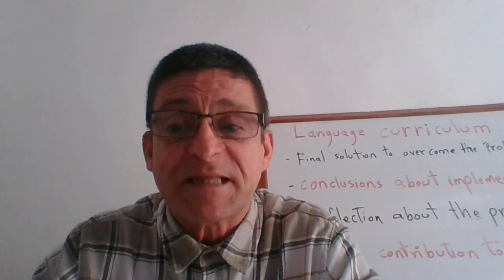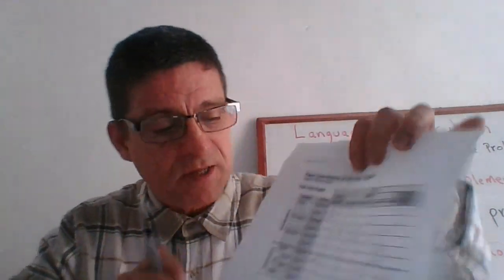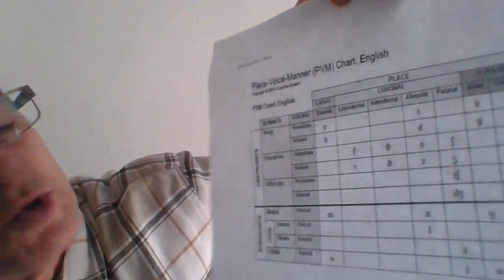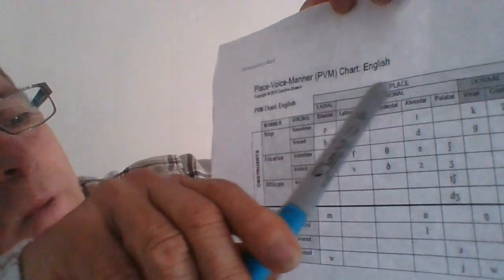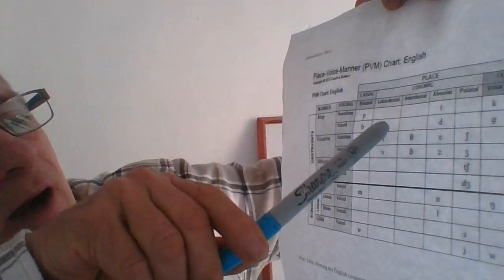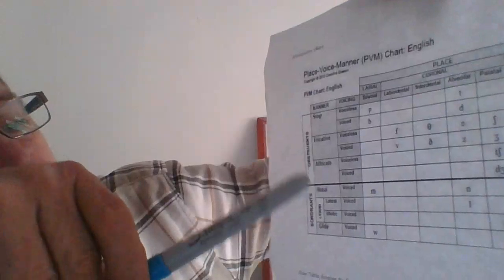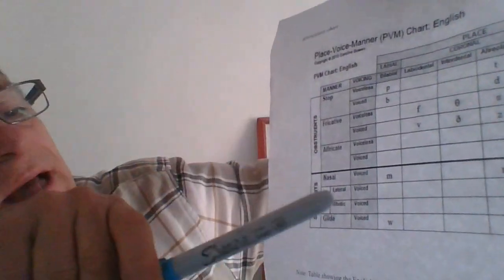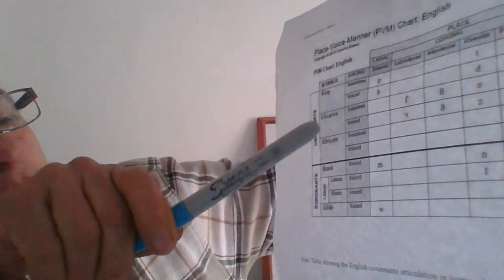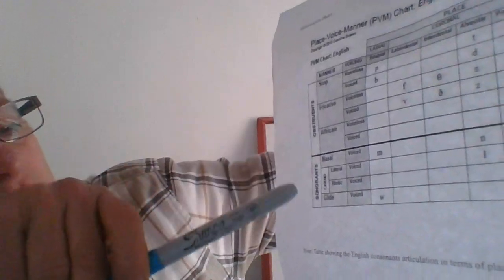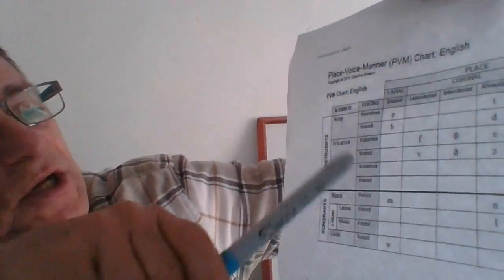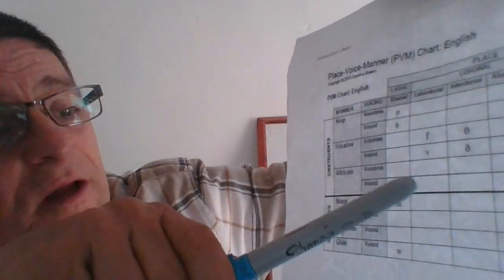Some of the resources that I later implemented with them are, for example, this articulatory chart, because this simple tool shows the point of articulation, if it is bilabial, labiodental, interdental, alveolar, or the mode of articulation, if it is a stop or fricative or affricate or a nasal, and the voicing, if it is voiceless or voiced. So this is a very useful tool to teach people to pronounce good English.